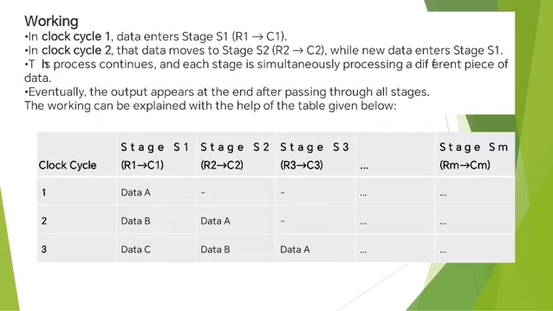Working. In clock cycle 1, data enters stage 1. In clock cycle 2, data moves to stage 2, while new data enters stage 1. The process continues, and each stage is simultaneously processing a different piece of data. Eventually, the output appears at the end after passing through all stages.